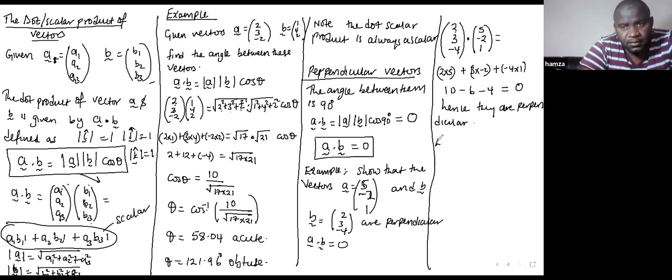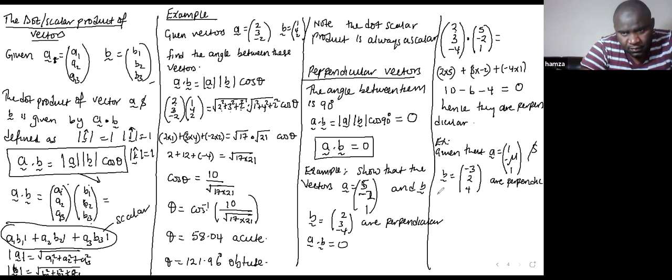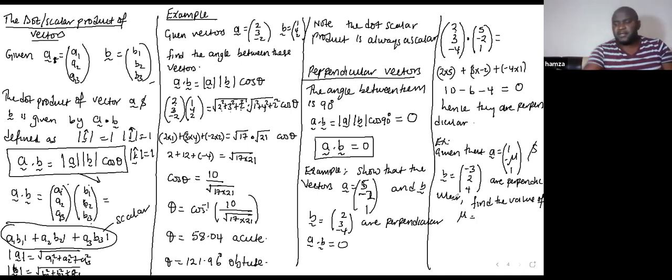Try for me this one. Given that vector A, which is (1, -mu, 1), and vector B, which is (-3, 2, 4), are perpendicular, find the value of mu. That is yours to try out, so try it out now.